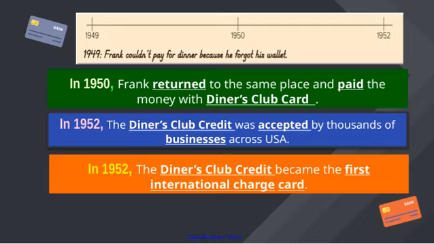And then, in 1952, the Diners Club credit took a giant leap forward. It became the first international charge card. This was a game changer because it allowed people to use the same card abroad, opening up global possibilities for credit and convenience. All these milestones connect to the broader theme of how payment methods evolved to become more flexible and accessible, shaping the way we handle financial transactions today.